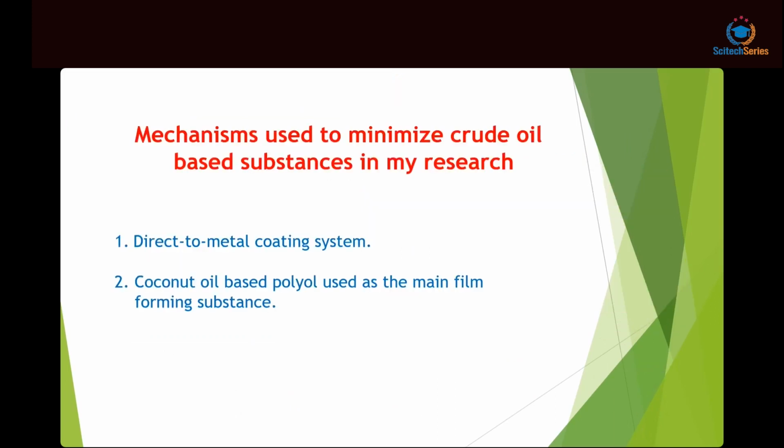The main mechanisms used to minimize crude oil based substances in my research: I have used two different strategies to minimize crude oil based materials in the paint formula. Number one is the direct-to-metal coating system, and number two is that I replaced crude oil based material with coconut oil. Briefly, I'm going to introduce these. Next slide.